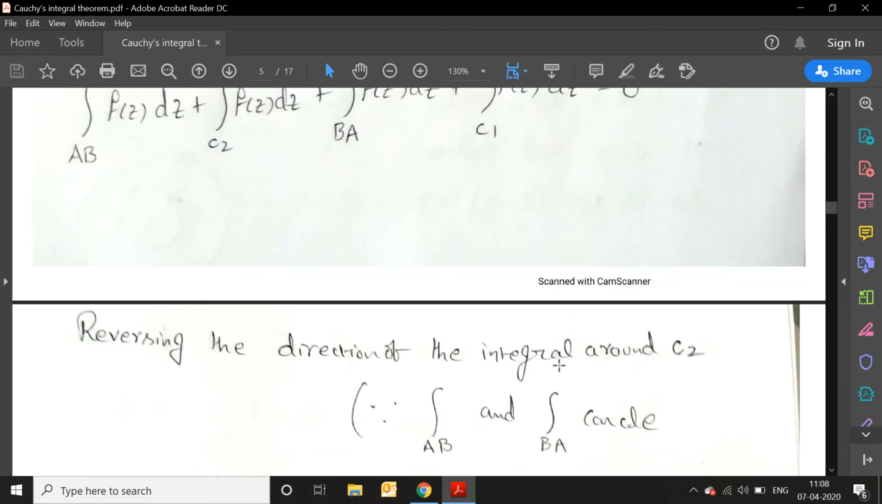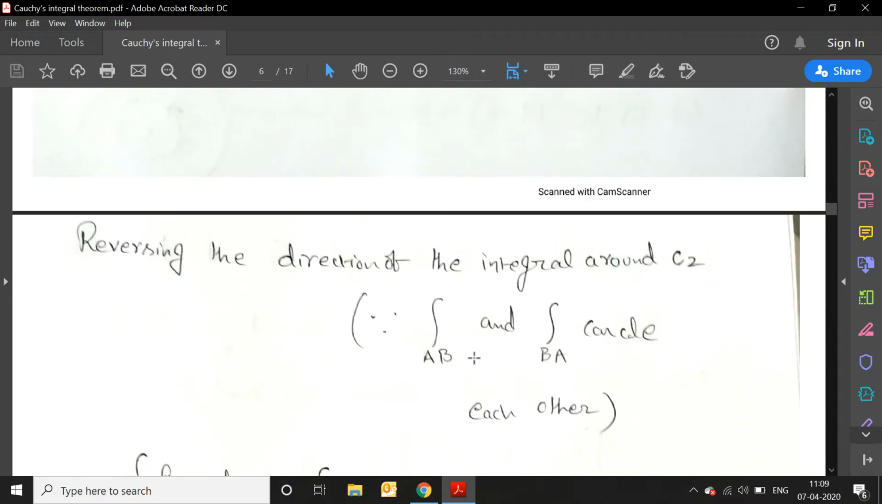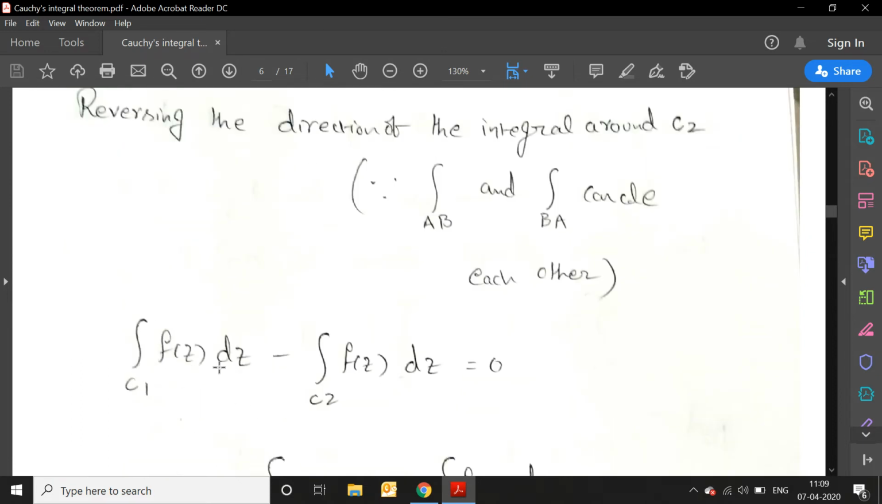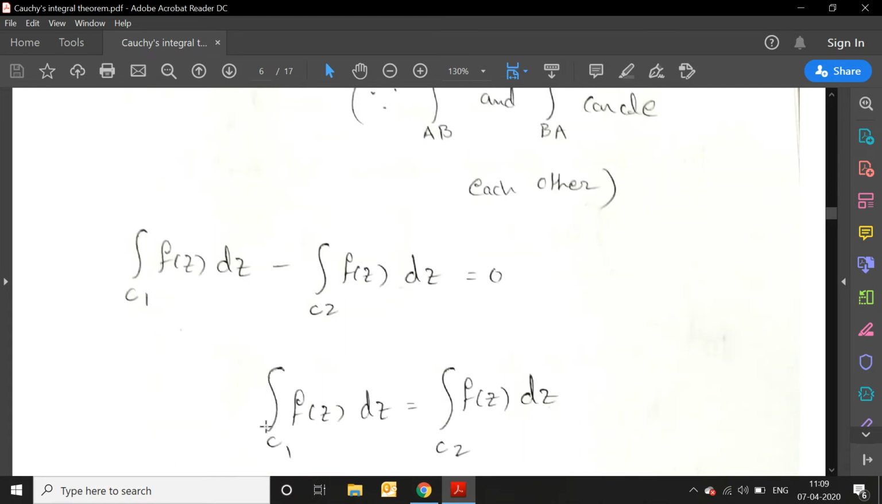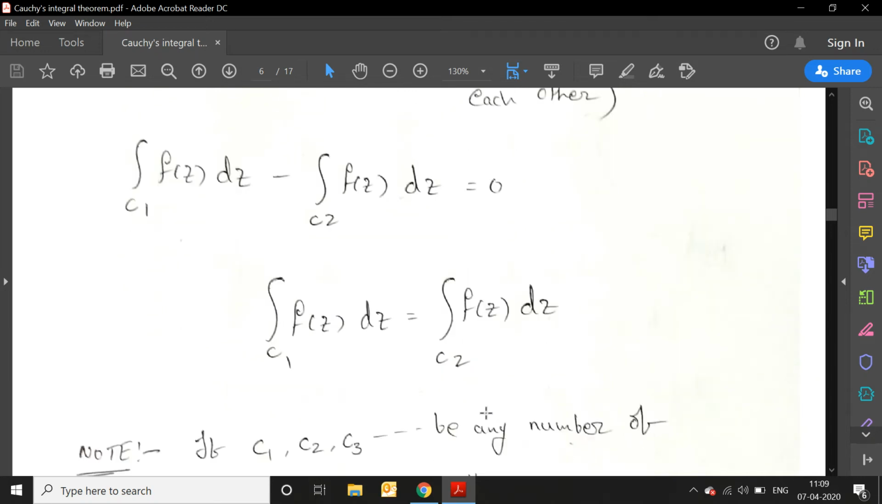Reversing the direction of integration around C2, because C2 is in the clockwise direction, we change it into the anti-clockwise direction. So the integral over AB and the integral over BA cancel each other. Now the integral over C1 of f of z dz minus, because we changed the direction of C2 we get the negative sign, the integral over C2 of f of z dz is equal to 0. Therefore the integral over C1 of f of z dz is equal to the integral over C2 of f of z dz. So we proved this theorem by using Cauchy's integral theorem.